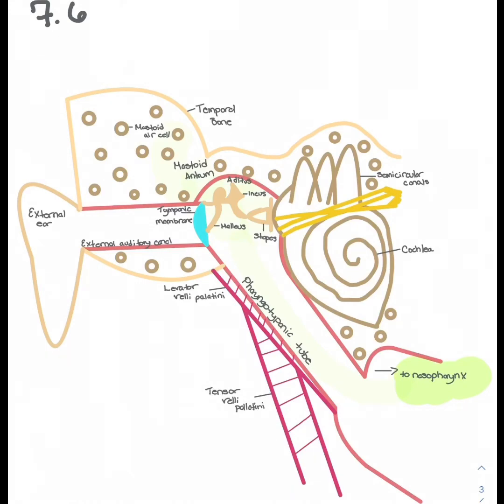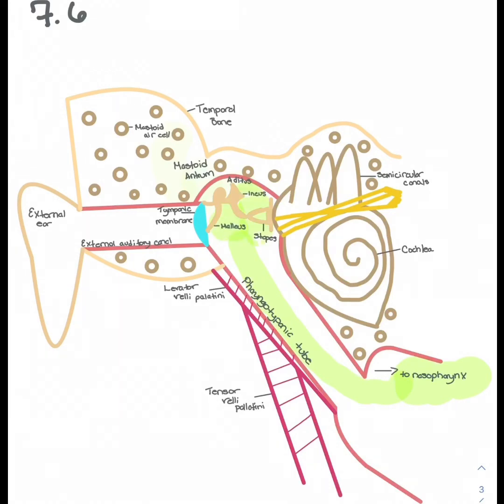Air that does not enter into the lungs passes through the nasopharynx and enters the pharyngotympanic tube. Air then enters the tympanic cavity, which contains the malleus, the incus, and the stapes.